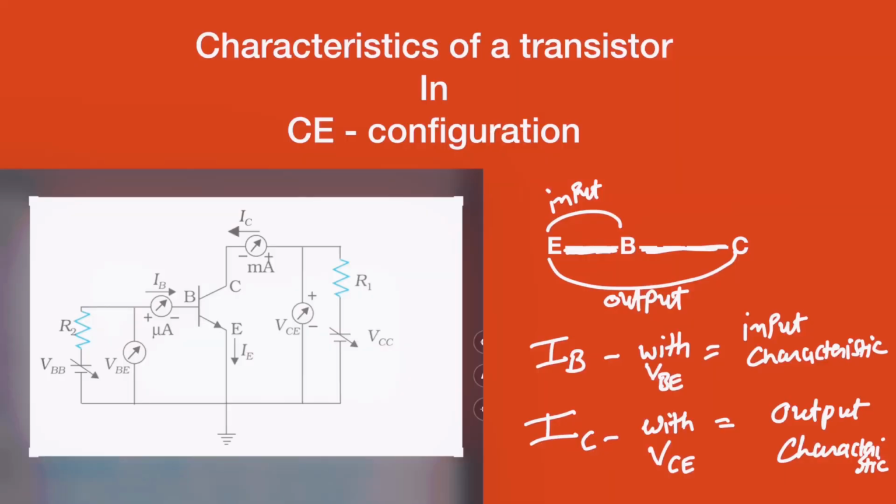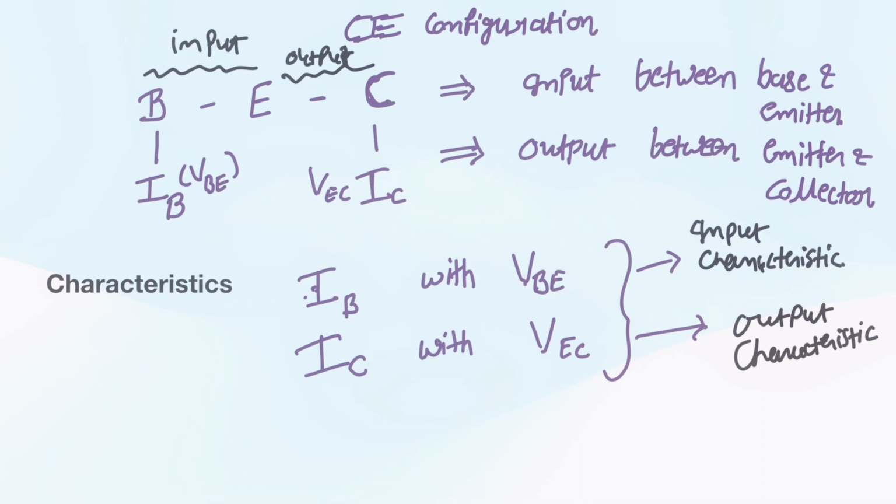Now a transistor can be configured in different ways, but here we are restricted to only the CE configuration, meaning common emitter configuration. In such a configuration, input is between emitter and base and output is between emitter and collector. So when we want to study the input characteristic, we have to study IB, and when we want to study the output characteristic, we have to study IC. That is, IB with respect to VBE and IC with respect to VCE.